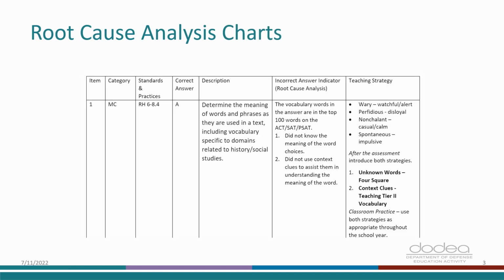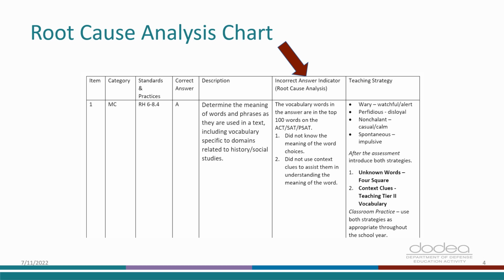Each optional pre-assessment comes with a root cause analysis chart. It includes the item number, the category, for example, multiple choice, the correct answer, a description of what the student is supposed to do, standards language. Incorrect answer indicator is the column where the possible root cause is identified. The final column provides teaching strategies that can be used when reviewing the assessment and a teaching strategy that can be used as part of classroom practice.